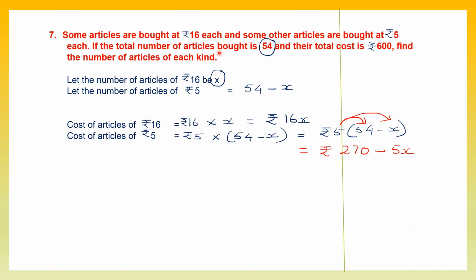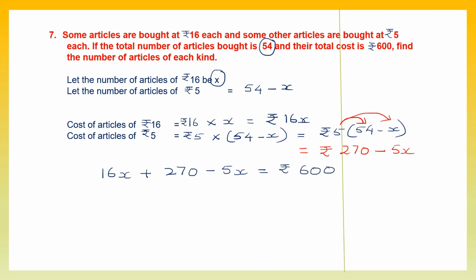Let's go back to the question. Their total cost is 600 rupees. So the cost of one set of articles is 16x rupees. The cost of the other set of articles is this. And if we add up this and this, it will be equal to 600 rupees. So let's add up 16x plus 270 minus 5x. Together it should give us 600 rupees.